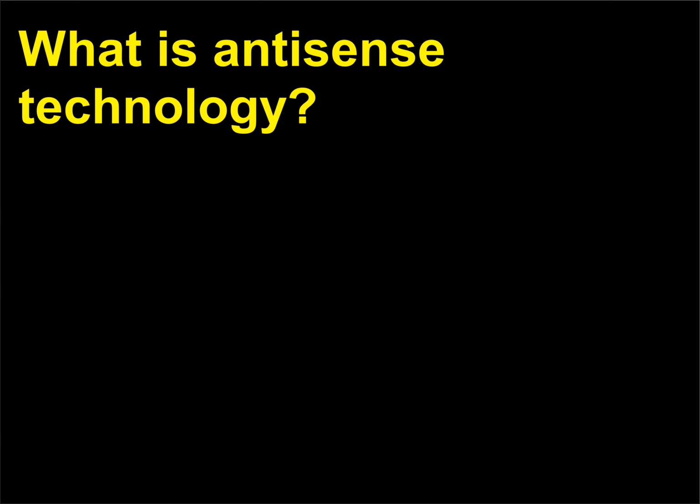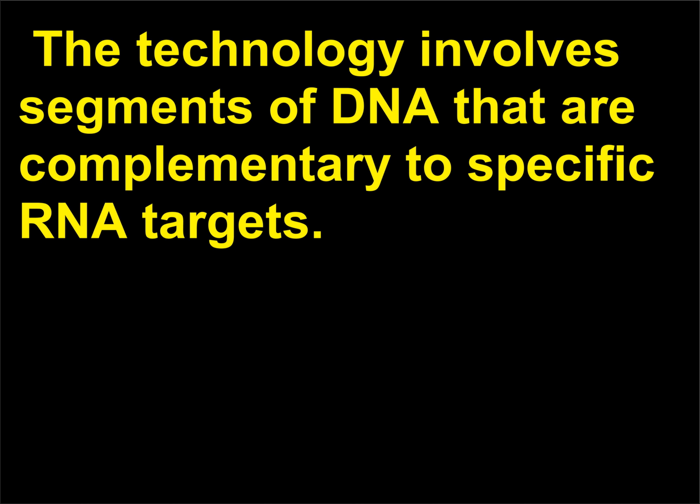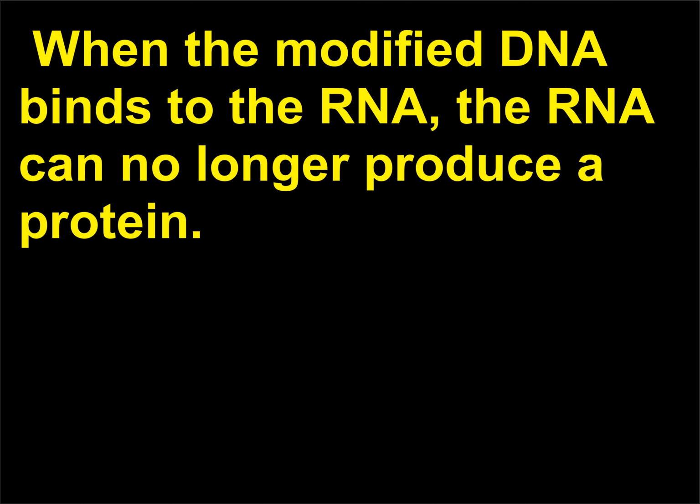What is antisense technology? Antisense technology involves targeting a protein at the RNA level as a means of regulating gene expression. The technology involves segments of DNA that are complementary to specific RNA targets. When the modified DNA binds to the RNA, it can no longer produce a protein.